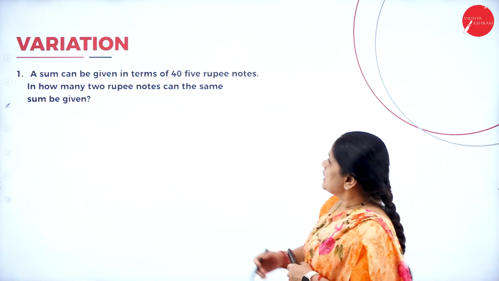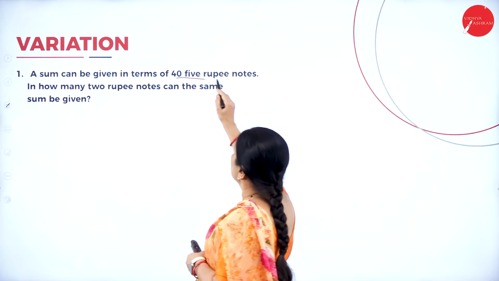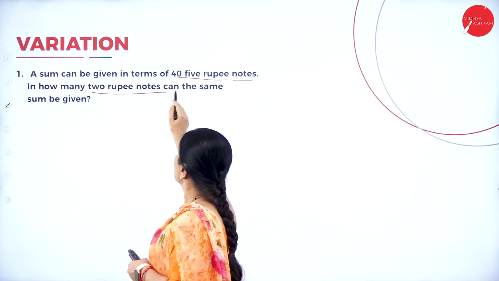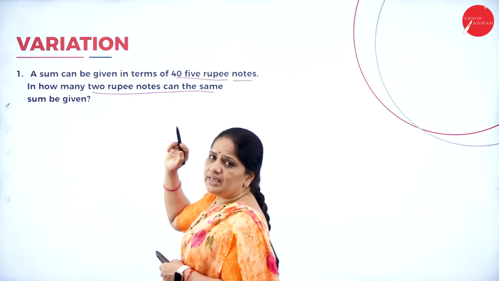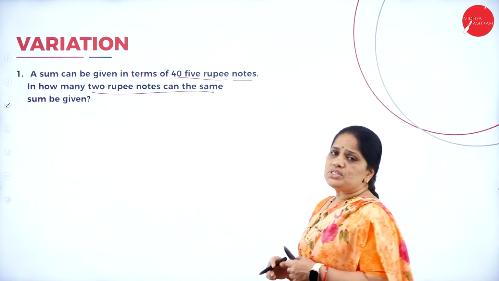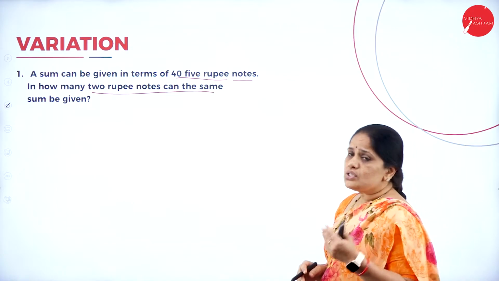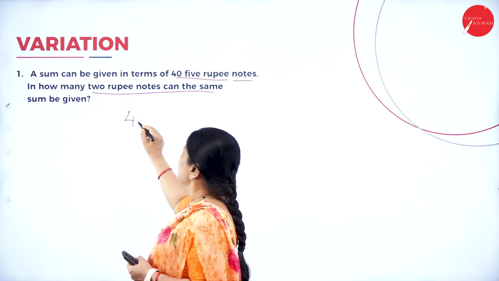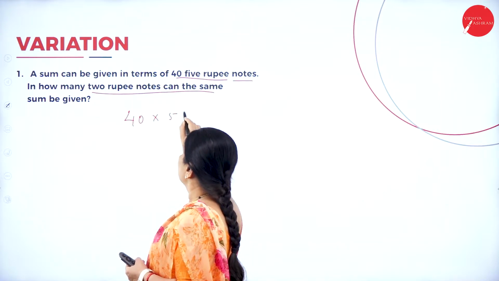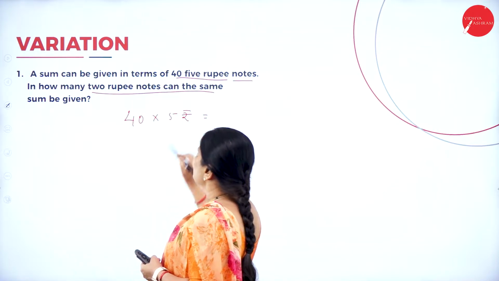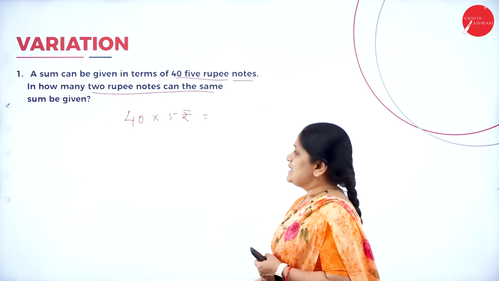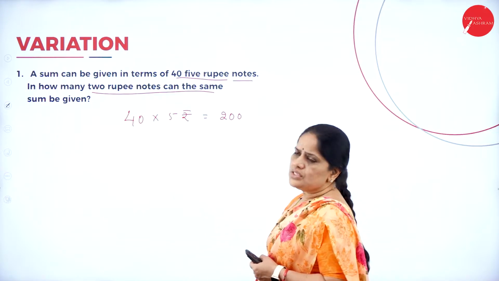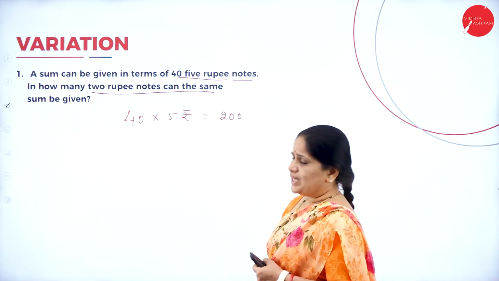A sum can be given in terms of 40 rupees notes. In how many 2 rupees notes can the same sum be given? Now, suppose you have to pay somebody. So you are paying in terms of 40 into 5 rupees. So how much you will be paying? For 5 20s, so 200 rupees you are paying.